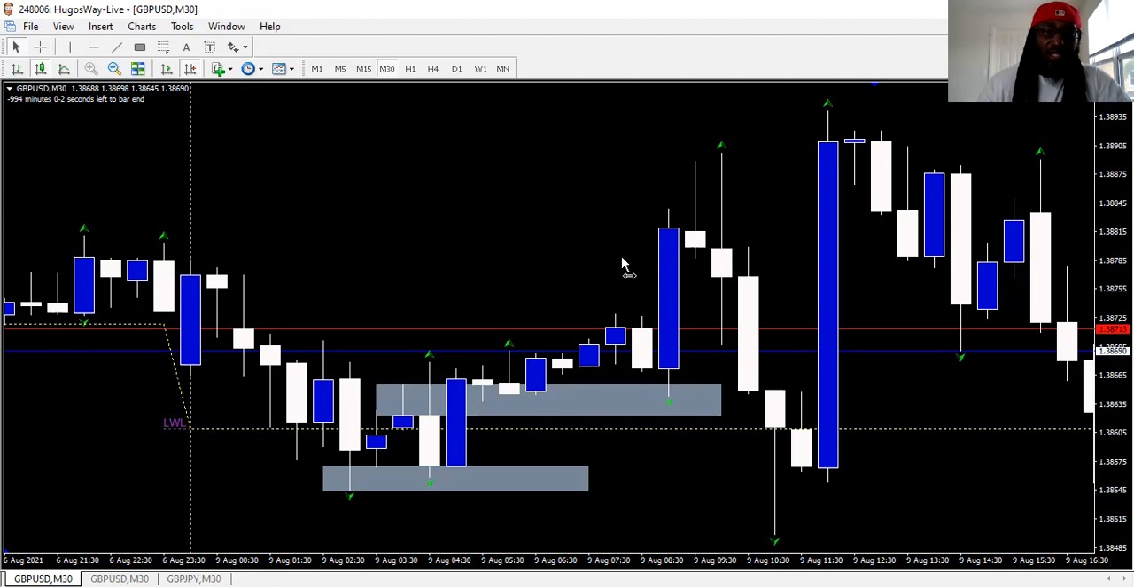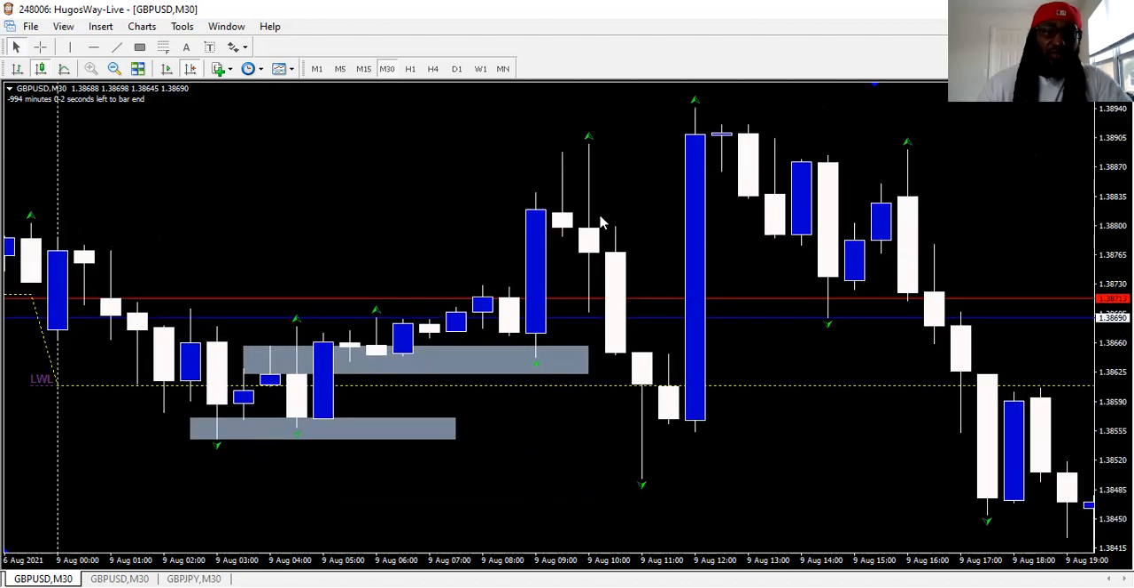And then coming back, I think this here was around 4:35 a.m. As you can see, price came back and rejected that weekly low. It did not want to break through that weekly low on this candlestick.